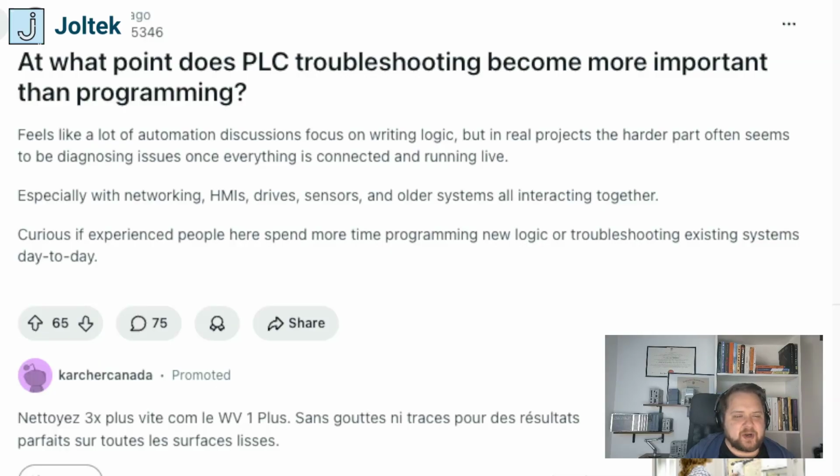Feels like a lot of automation discussions focus on writing logic, but in real projects, the harder part often seems to be diagnosing issues once everything is connected and running live, especially with networking, HMIs, drives, sensors, and older systems all interacting together. Curious if experienced people here spend more time programming new logic or troubleshooting existing systems day to day.